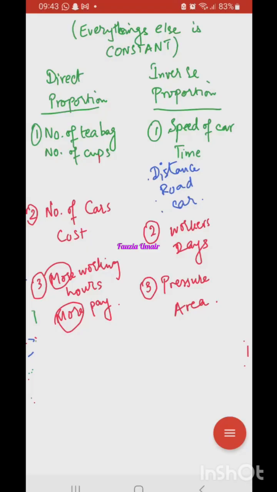For example, I remember from last year there was an example of the number of tiles and the floor made with those tiles. What kind of proportion is this? Number of tiles and the floor that is made. Inverse. Inverse proportion. Why inverse?